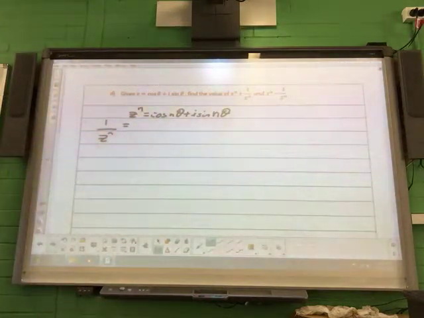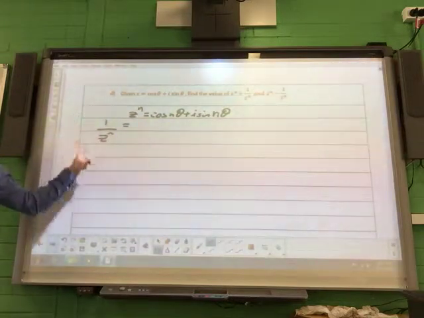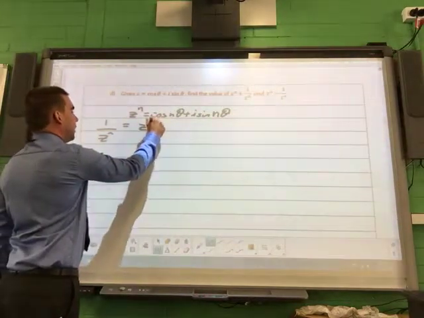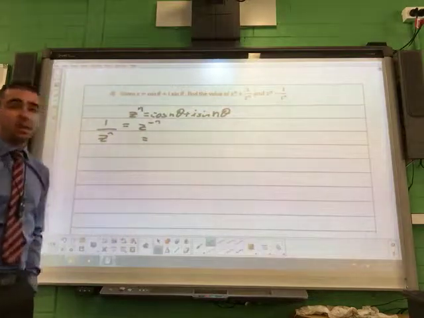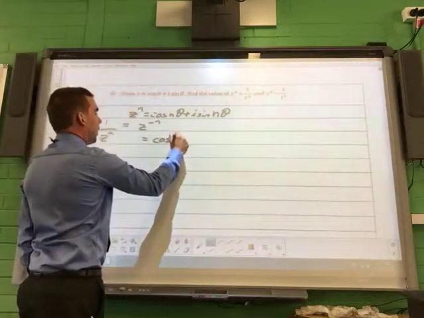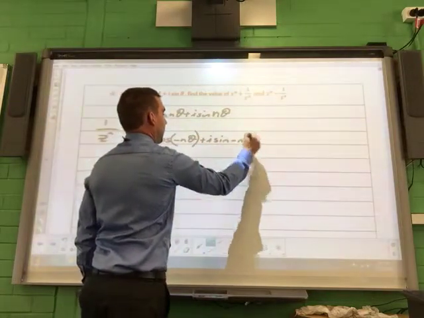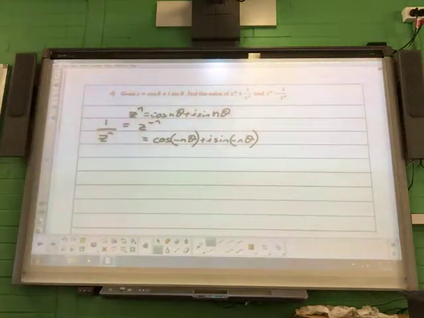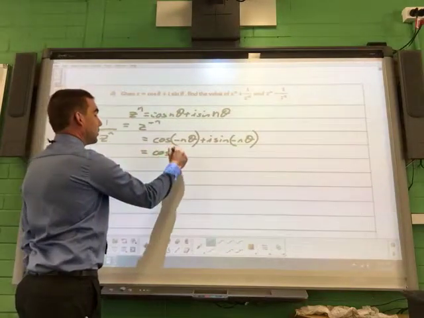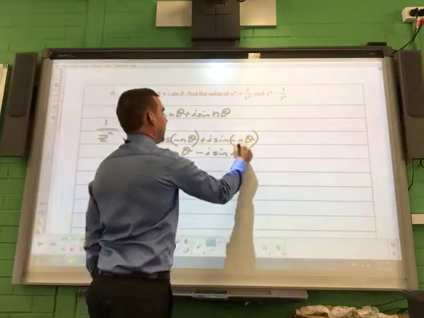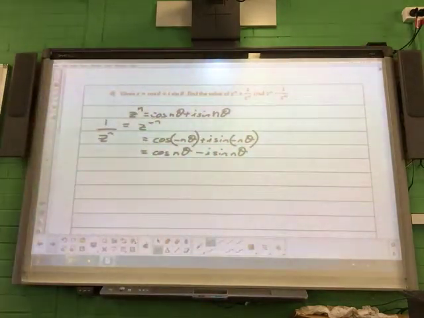What's another way I can write that? Yep, so Z to the negative n, good. And again, using de Moivre's theorem, it's cos of negative n theta plus i sine of negative n theta, which is equal to cos of n theta take away i sine of n theta. Why? And yes, I have shown you this before.